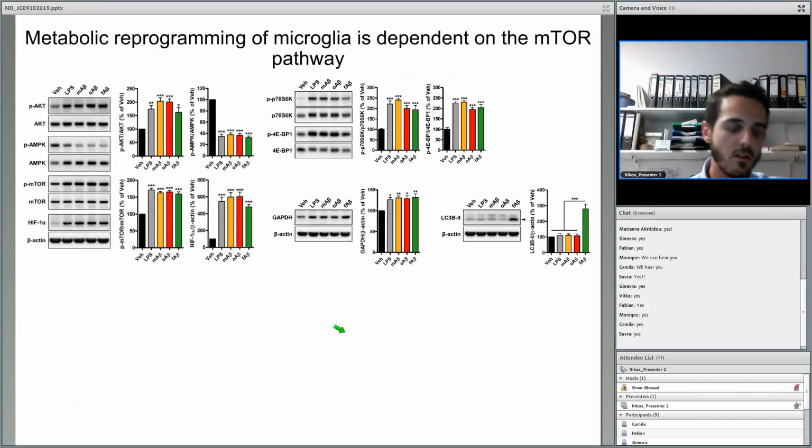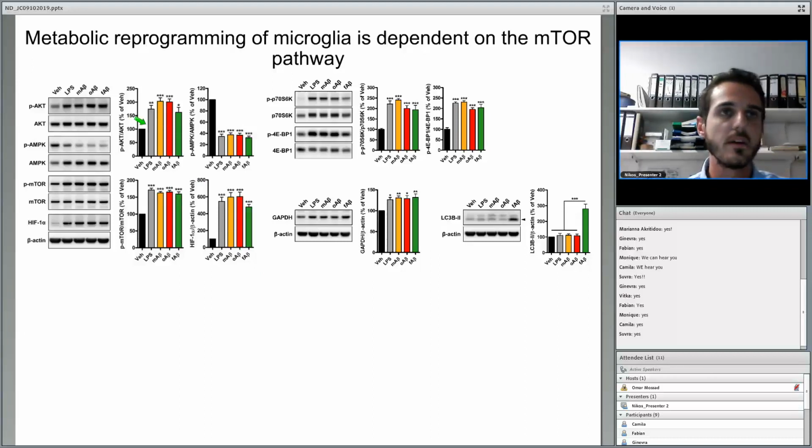Good. Now moving on, they wanted to find what is the pathway that is responsible for this metabolic reprogramming in the primary microglia cells, and they focused more on the mTOR pathway, basically because it's one of the pathways that pops up whenever there is something related with the energy status of the cell. The pathway they checked was the AKT-mTOR-HIF1 alpha pathway.